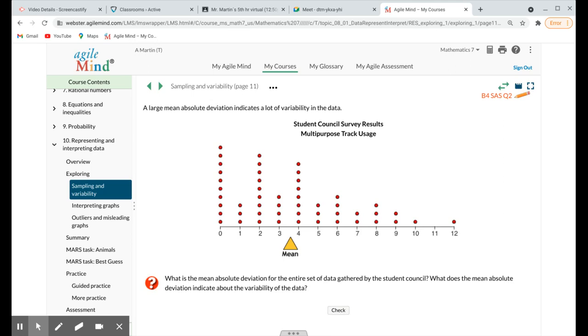All right, so would you read this for us, please, Miss Alora? Yes, sir, I can. A large mean absolute deviation indicates a lot of variability in the data. Student council survey results in multi-purpose track usage. What is the mean absolute deviation for the entire set of data gathered by the student council? What does the mean absolute deviation indicate about the variability of the data?